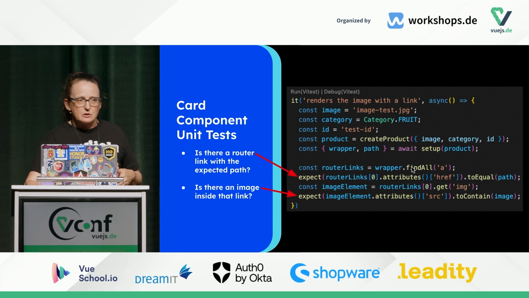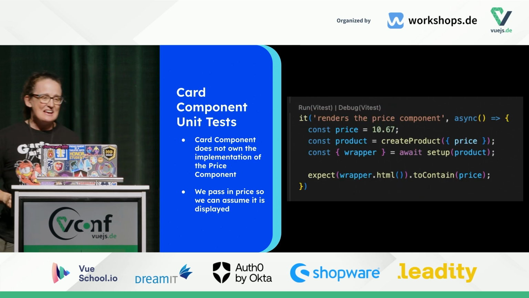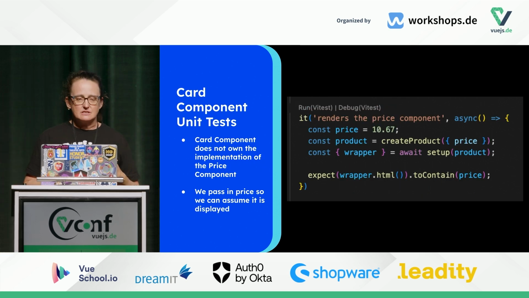There's the arrows that show you the expects. But then we get to the price component. One way I could test the price component is I know that I passed the price into the price component. So I could assume that if I check for the price to be rendered somewhere in the wrapper, I should find it. But what if the card component or the price component changes?